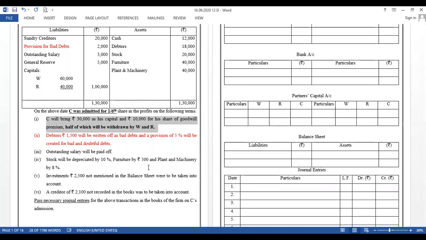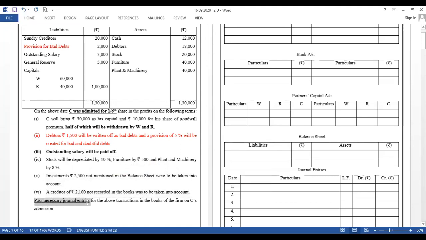Entries will be done at the end, but let me complete the formats like revaluation account, partners capital account, bank account and balance sheet first. Debtors of rupees 1500 will be written off as bad debts and a provision of 5% will be created for bad and doubtful debts. Outstanding salary will be paid off. Stock will be depreciated by 10%, furniture by 500, plant and machinery by 8%. Investments of 2500 not mentioned in the balance sheet must be taken into account. A creditor of 2100 not recorded in the books must also be taken into account.